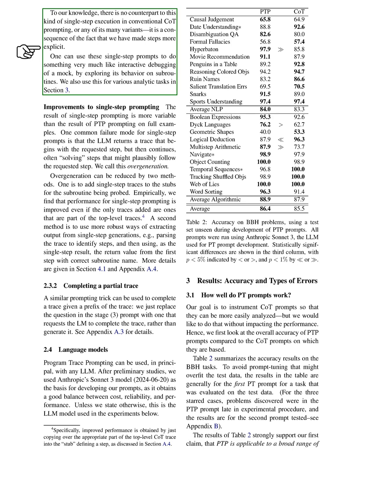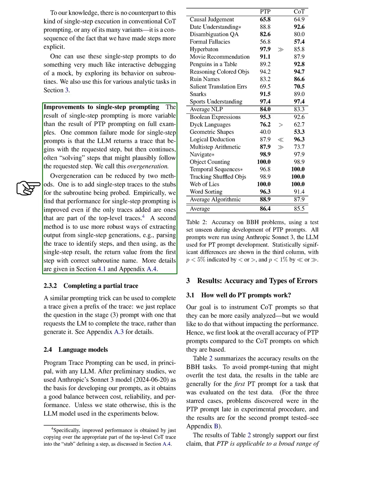Section: Improvements to single-step prompting. In this section, we discuss improvements to single-step prompting. We observe that the outcomes of single-step prompting tend to be more variable compared to program trace prompting, PTP, on complete examples. A frequent issue with single-step prompts is that the language model, LLM, often starts with the requested step but continues to generate additional steps, which we refer to as overgeneration.